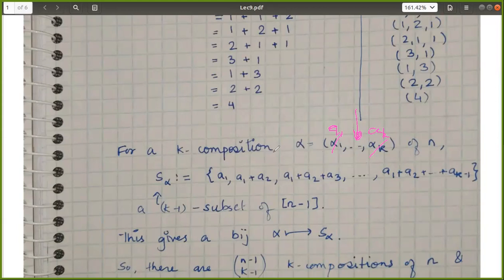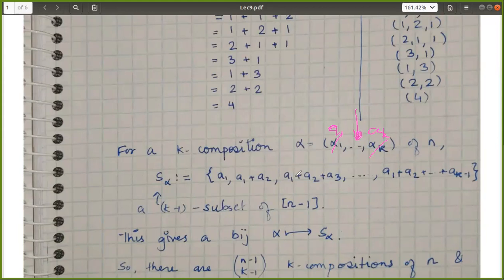because this particular sequence is an increasing sequence, right? a1 plus a2 is bigger than a1. a1 plus a2 plus a3 is bigger than a1 plus a2. So up till a_(p minus 1), things are the same, but after that, the increasing sequence itself is different. So the sets S alpha and S alpha prime are different. Therefore, what we have actually achieved is a bijection which takes any alpha to S alpha. So this correspondence is a bijection.